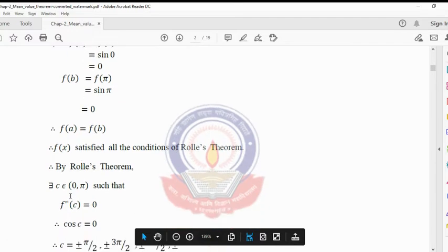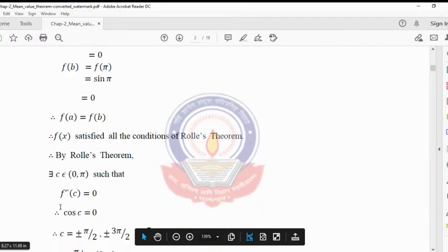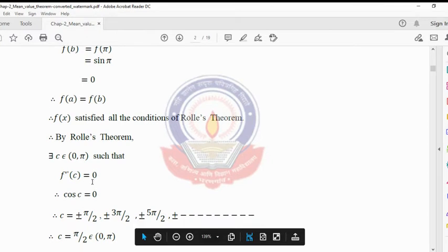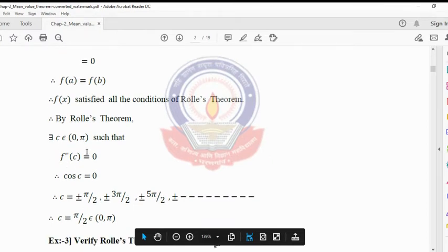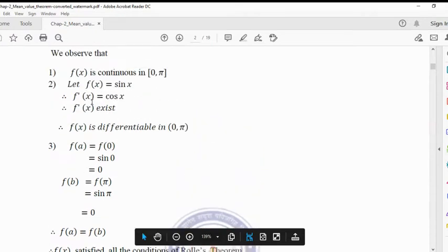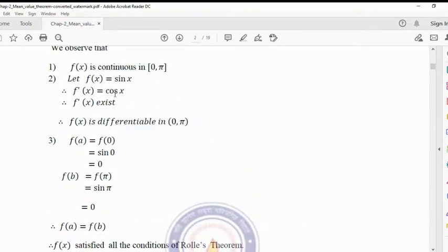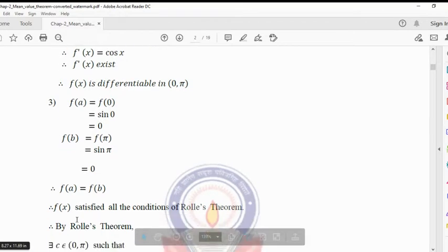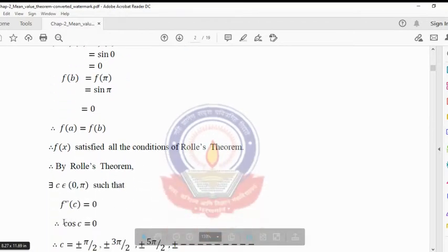So by using Rolle's theorem, there exists c belonging to the open interval (0, pi) such that f'(c) is equal to 0. So what is f'(c)? f'(x) is nothing but cos x. So f'(c) is cos c. So here we get cos c is equal to 0.